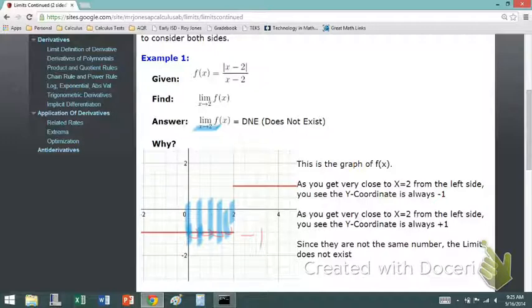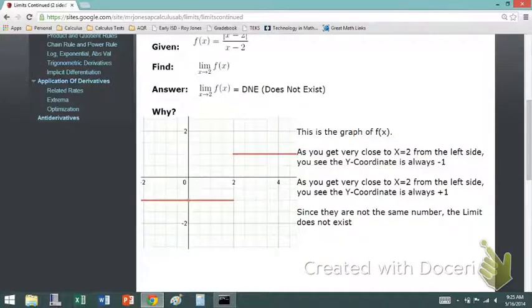As we approach 2 from the right-hand side, we're coming at it from this direction, all of our y values up here are positive 1. Therefore, since the limit from the left side is negative 1, as we come at it from this direction, and as we come at it from this direction we get positive 1, that limit does not exist.